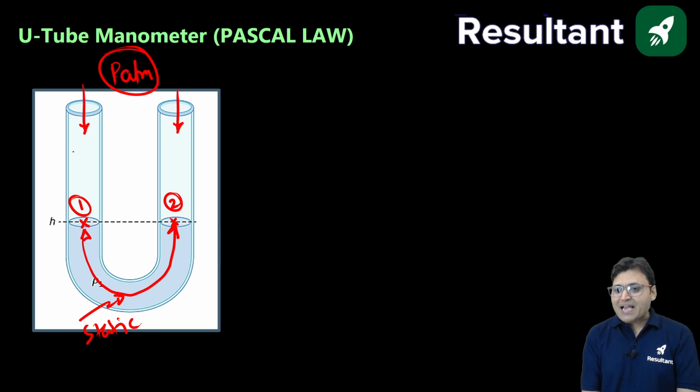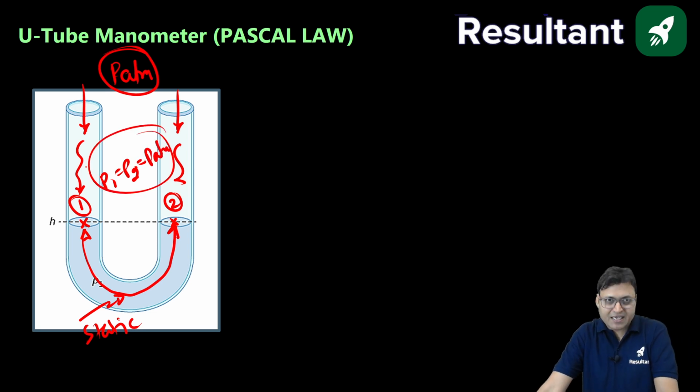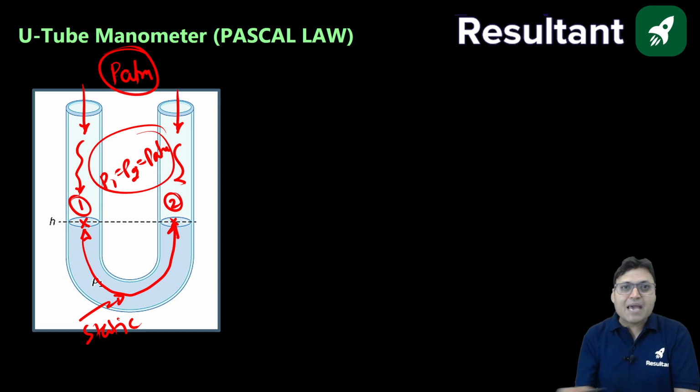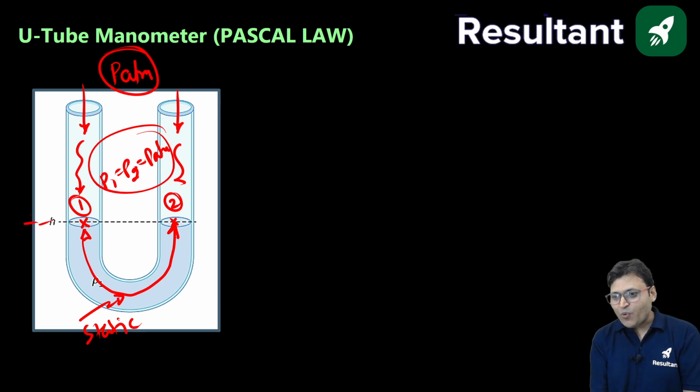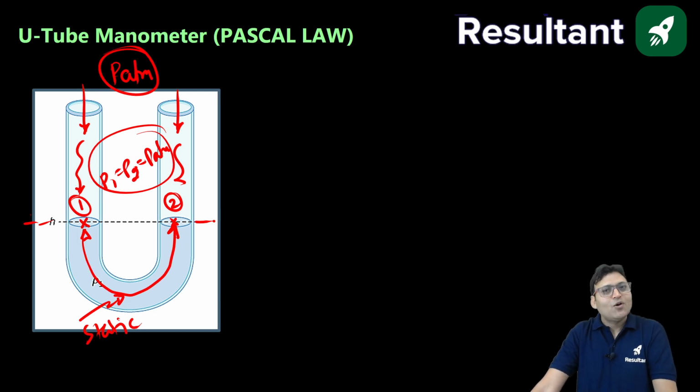Now the pressure in both the limbs, or P1 is equal to P2 is equal to PATM. The pressure at 1 and 2 will also be same. So according to Pascal's law, the remaining condition, that is they will lie in the same elevation, the points 1 and 2 lying in the same horizontal plane, will also be true.